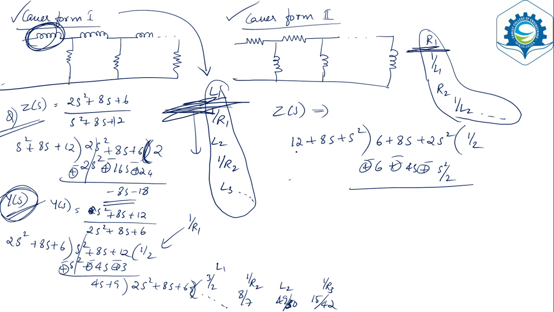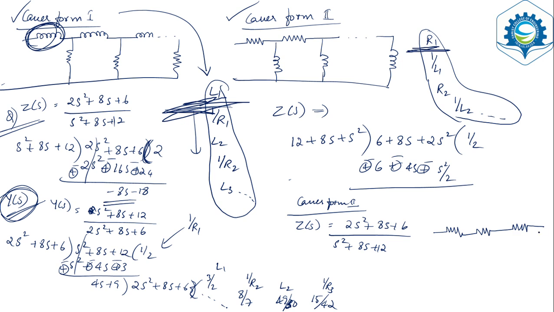You can just do a Cauer form 2 as homework. You can just try and solve this. You have Z of S equal to 2s square plus 8s plus 6 divided by s square plus 8s plus 12. I'll just draw the answer over here for your reference.